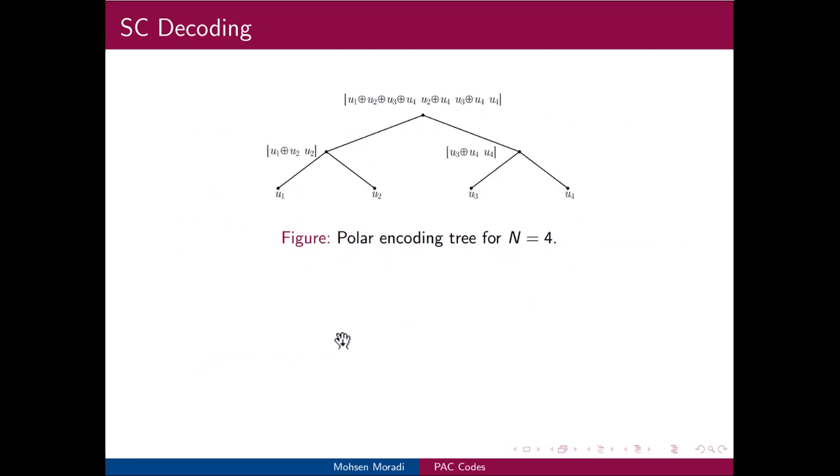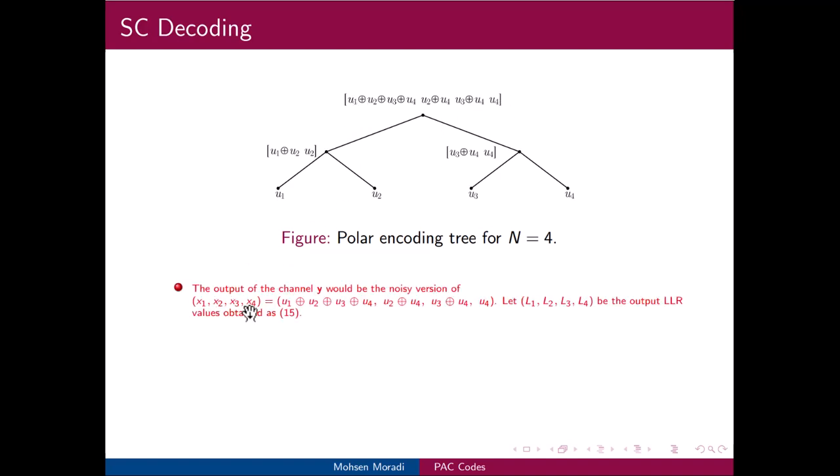This is a general example for n equal to 4. I will not give an example for larger n. The input of the overall channel is U1 up to U4, and the channel input x1 up to x4 is equal to this vector. L1 up to L4 are the LLRs of the independent channels that we are having.